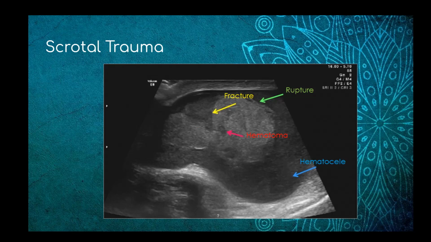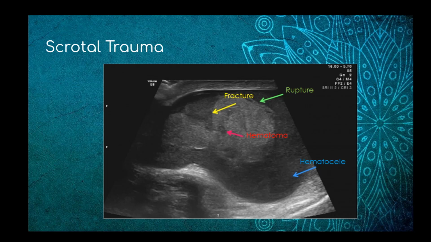Thankfully, it doesn't happen too often, but we are used to evaluating for scrotal trauma. Scrotal trauma can be anything from getting kicked, like by a horse or by a kid, or what they call a straddle injury, where a person falls down onto something with their legs on either side of it. So quite often like a bike seat or the bar on the bike.